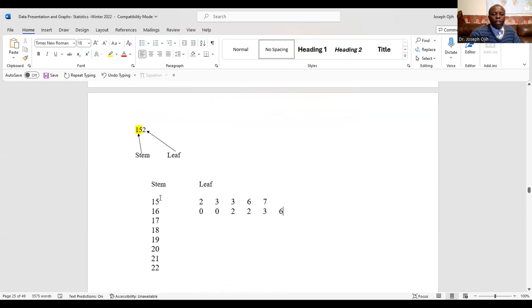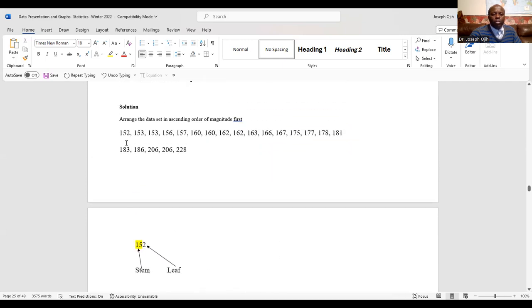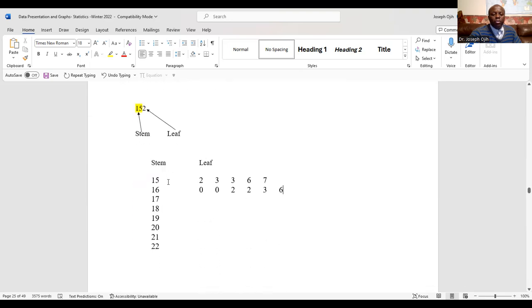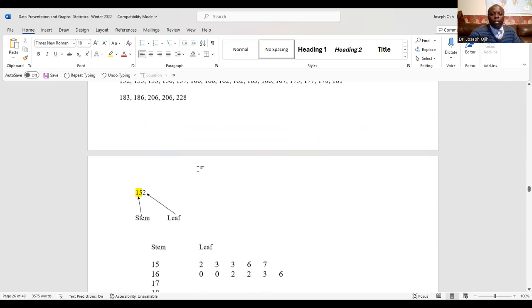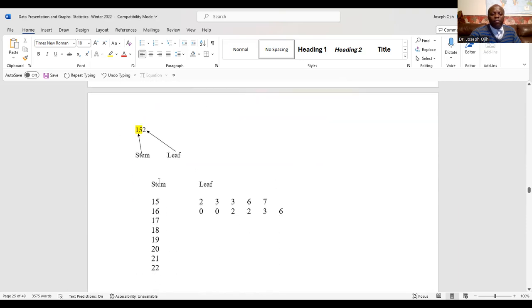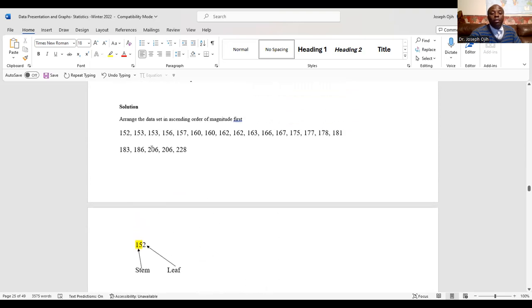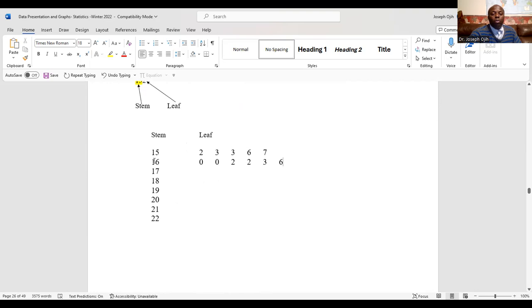Right, so it's just 2. Since we have 15 here already, the first number is 152, right? You're not gonna repeat 15 again. Just delete. This number is 153, so you gotta have 153. And there are 2 of them, 153 twice. Okay? Okay. Yes, sir.